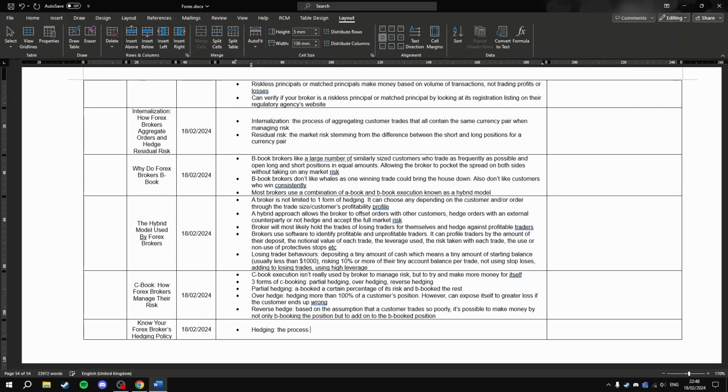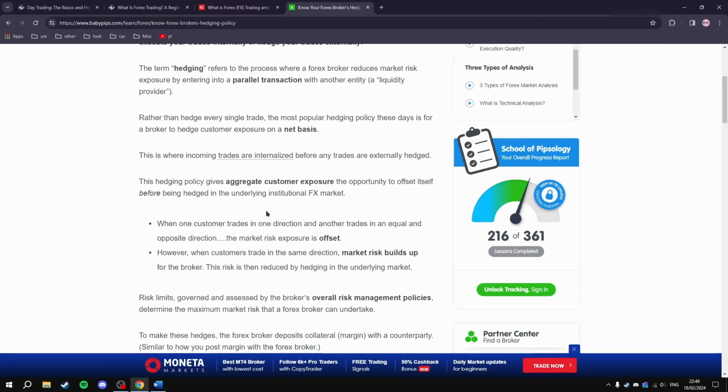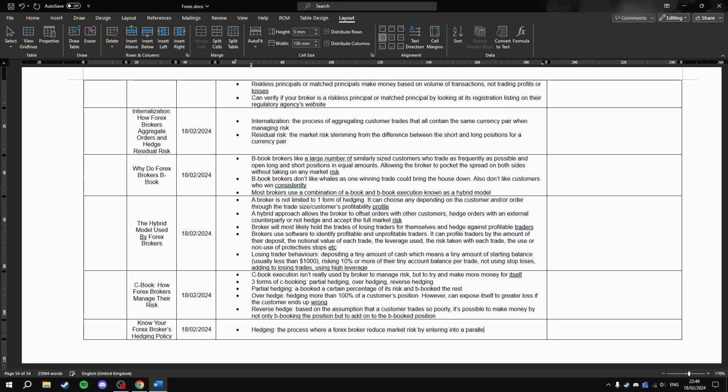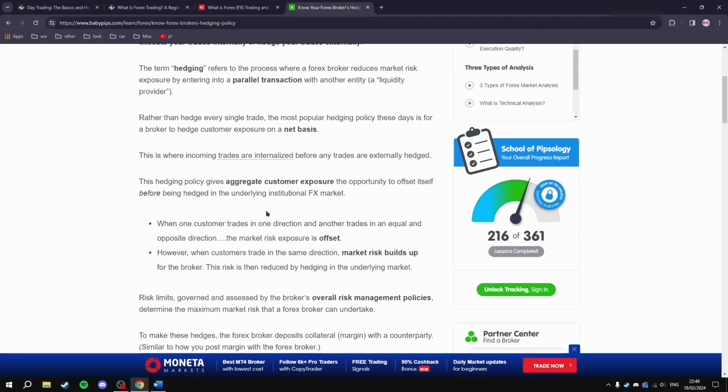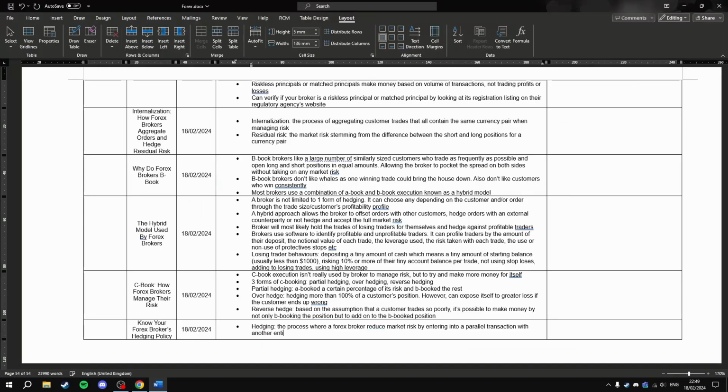The process where a Forex broker reduces market risk by entering into a parallel transaction with another entity, which is the liquidity provider.